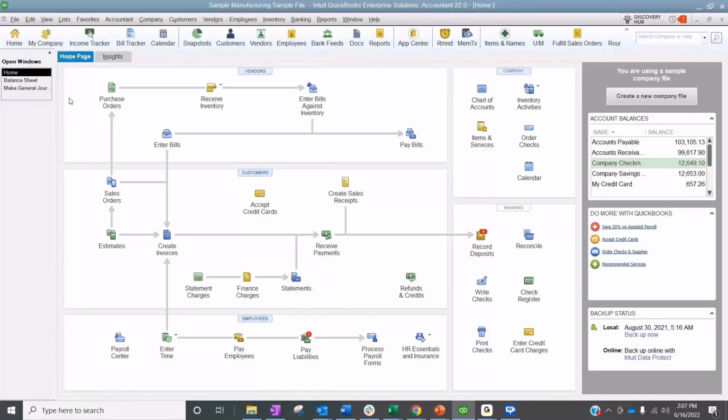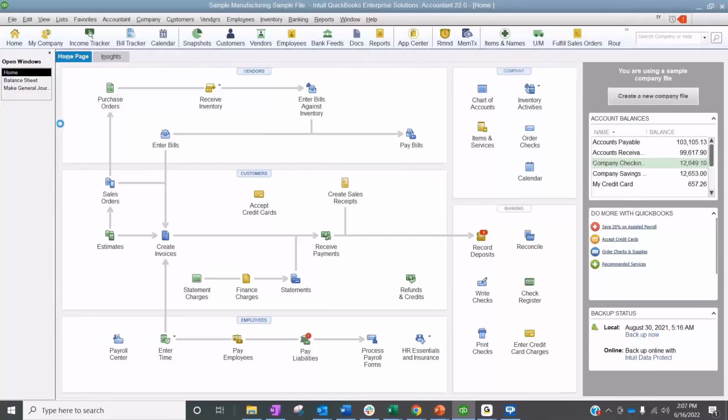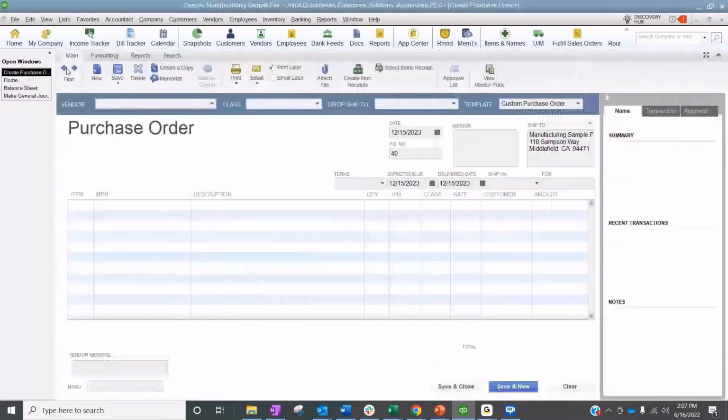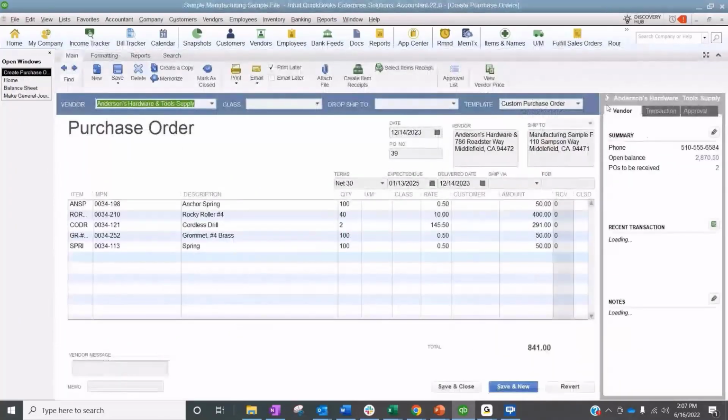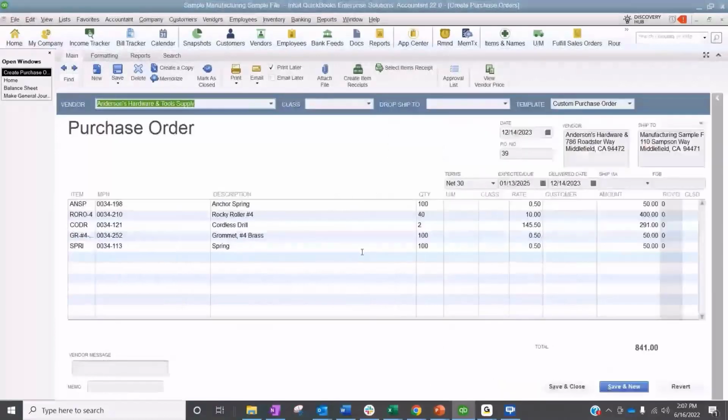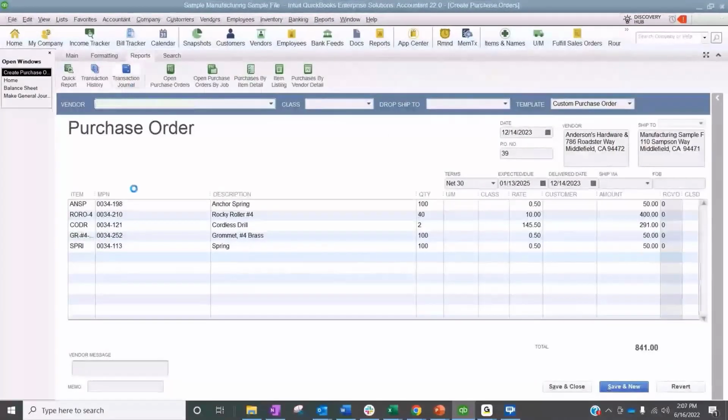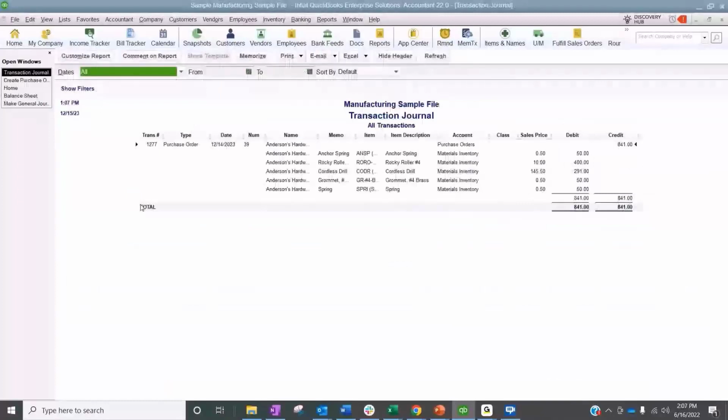Up top here, we have purchase orders. Purchase orders in the system are non-posting, so they actually do not post to your GL. However, if you go into reports and transaction journal, you will see a GL posting in here, okay? So what it does is it's kind of a holding place. It doesn't post to the actual general ledger, but it is a holding place for us to be able to figure out what the debits and credits will be.